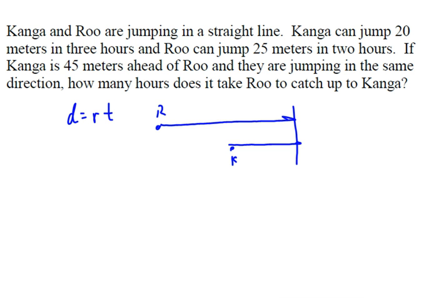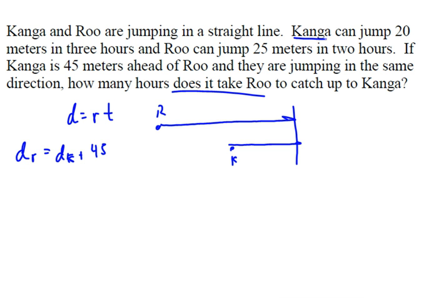It says, how many hours does it take? What it implies is that their time is going to be the same, because they're both jumping for this entire time frame, and we want to find out how long that takes. If you think about what's happening, and I'm going to use subscripts, the distance of Rue is going to equal the distance of Kanga plus 45, because Kanga gets a 45 meter head start, so you've got to add 45 meters to Kanga's distance to make it equal to the distance that Rue's going to have to travel if they catch up to each other.